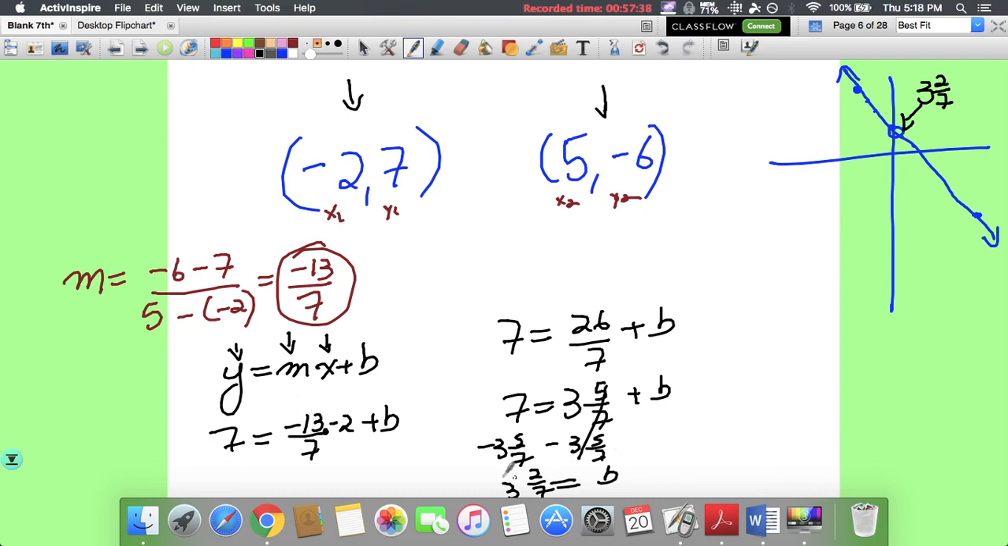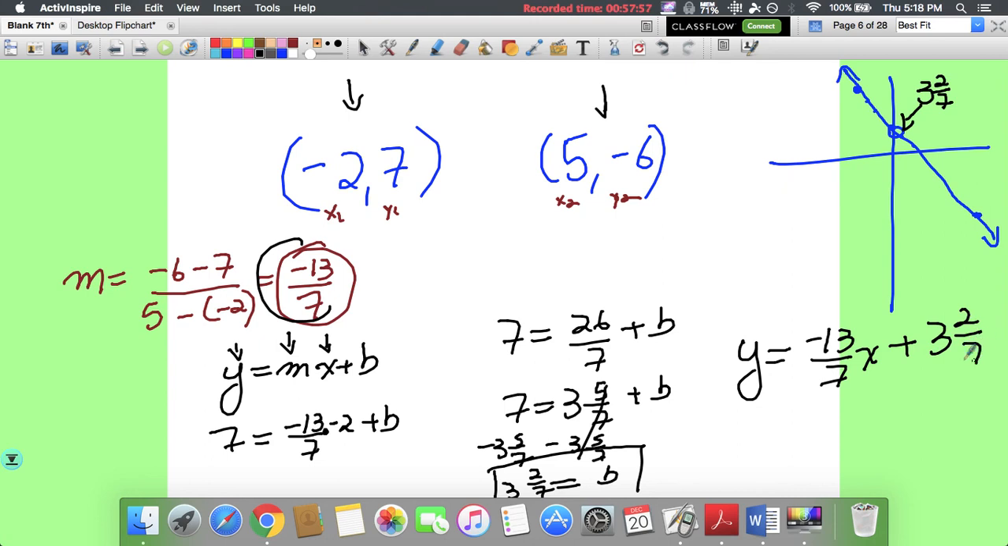Okay, so now I have all the information that I need to create my equation of the line. So my equation of the line says that y equals m, which is my slope here, negative 13 over 7, x, plus, which is positive, 3 and 2/7, and that's my y-intercept.